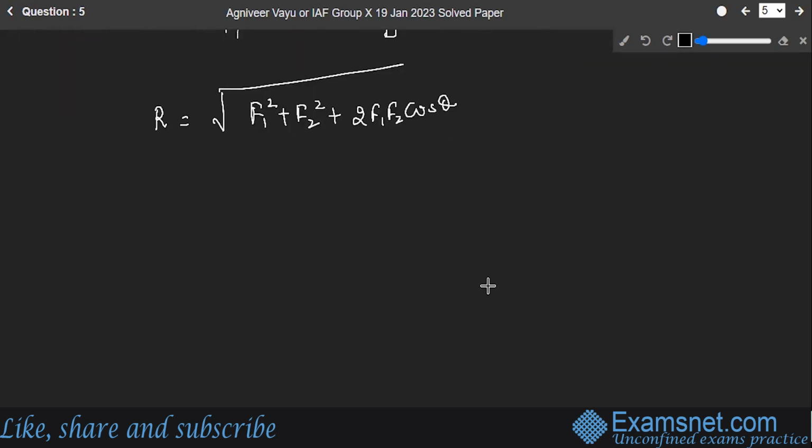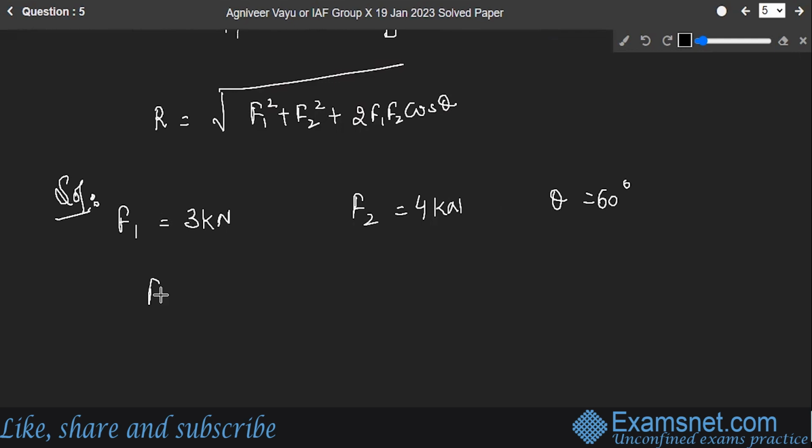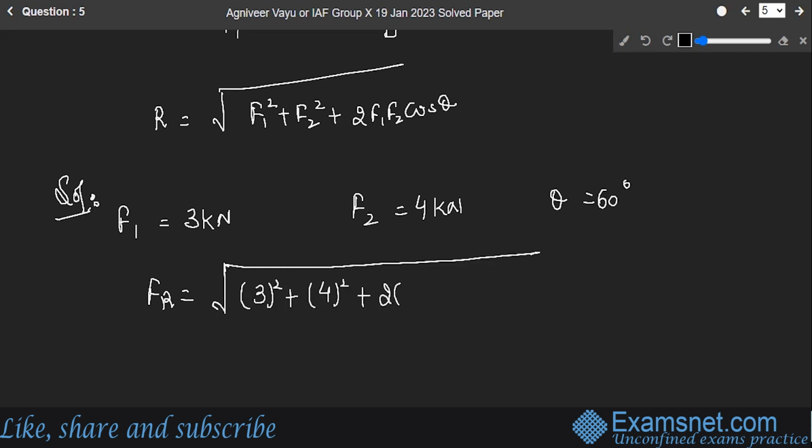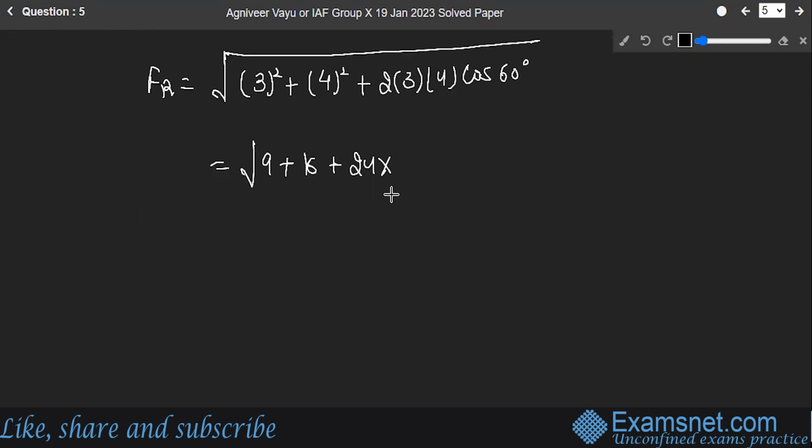All right. Now let's move towards the calculation. Here you are given the first force is 3 kilonewton and the second force is 4 kilonewton. Theta is given to you in the question as 60 degree. So resultant force will be given by root of 3 square plus 4 square plus 2 into 3 into 4 into cos of 60 degree, which is equal to 9 plus 16 plus 24 cos 60 degree, and that's 1 by 2.